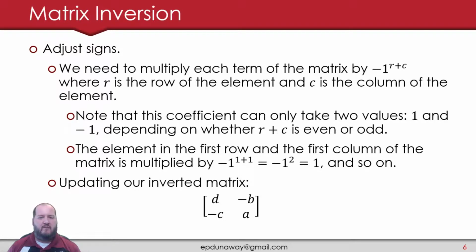So when I do that, I update my inverted matrix. D gets multiplied by 1 because it's row 1, column 1. The B gets multiplied by -1 and becomes -B because it's row 1, column 2, and that equals 3. The C gets multiplied by -1 because it's row 2, column 1, and again, that's -1 to the third power. But the A gets multiplied by 1 because it's the second row, second column. So 2 plus 2 is the fourth power, and -1 to the fourth power is just 1. All right, and that's it for that step.